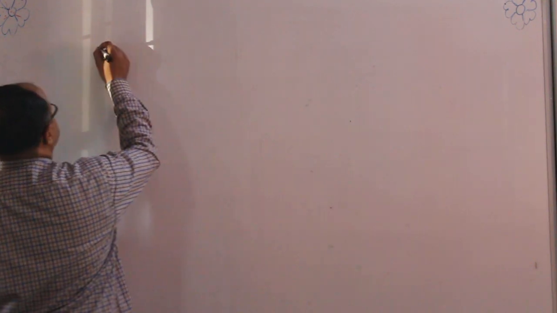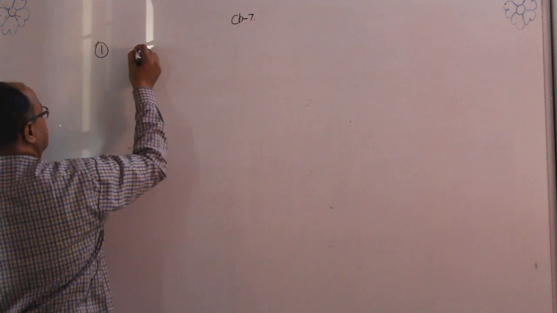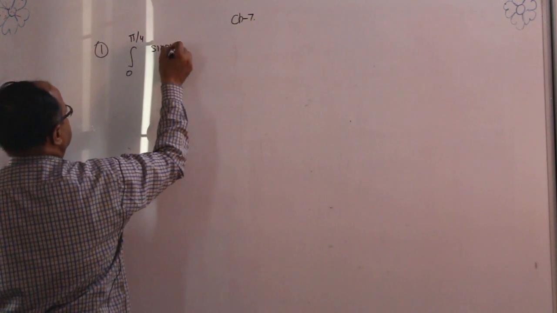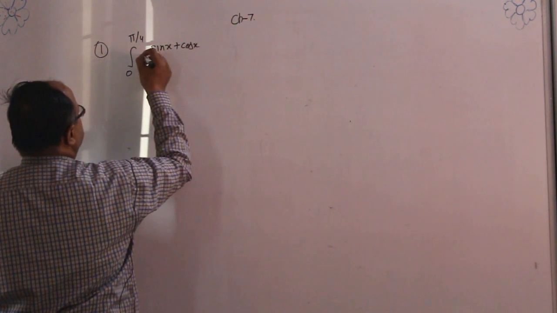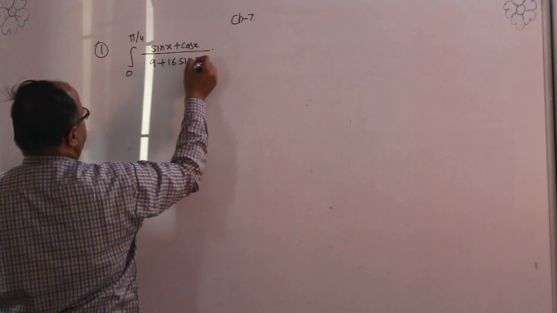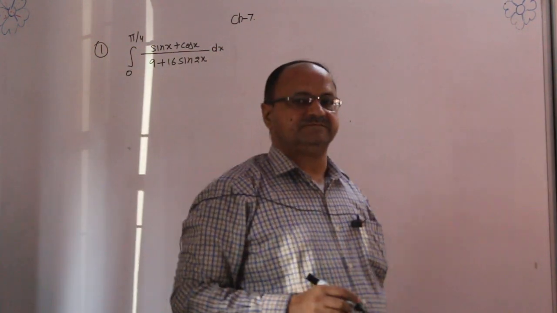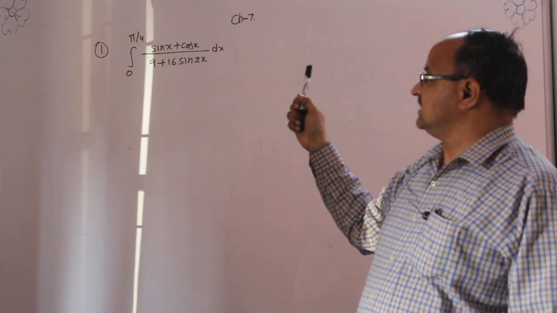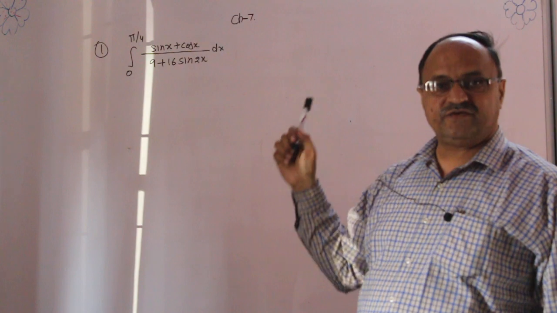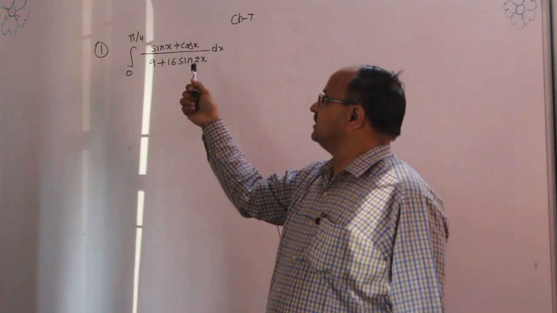Today our question is chapter 7 integration: integral from 0 to pi by 4 of (sin x plus cos x) divided by (9 plus 16 sin 2x). Very important type. In this type, if sin x plus cos x is given, then you have to let sin x minus cos x. If sin x minus cos x is given, then you have to let sin x plus cos x. Opposite of this sign, clear?